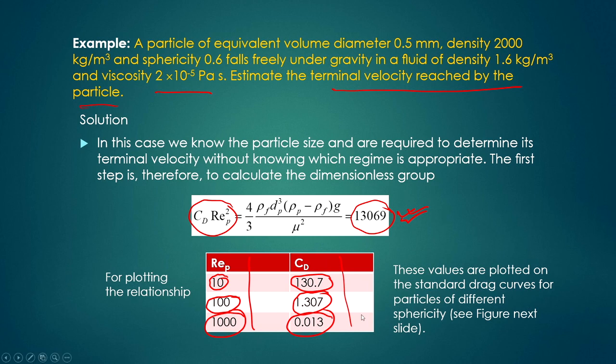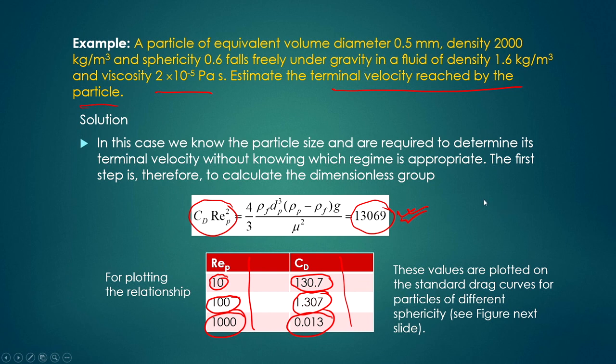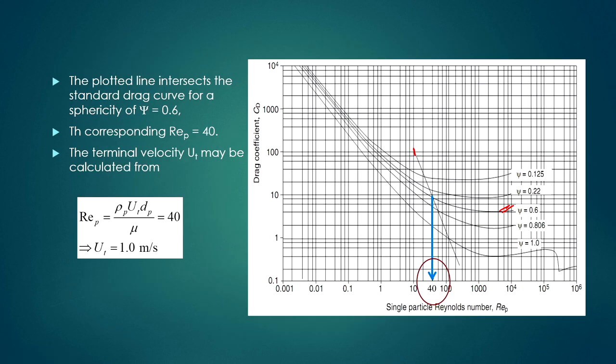Now, plot it here. The particle sphericity is given 0.6, so we have to follow this line. After plotting the data, REP versus CD, we have this line. And this line will intersect the drag coefficient profile here. What will be the respective REP value? This is like this, 40.